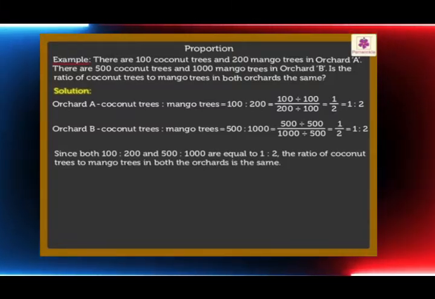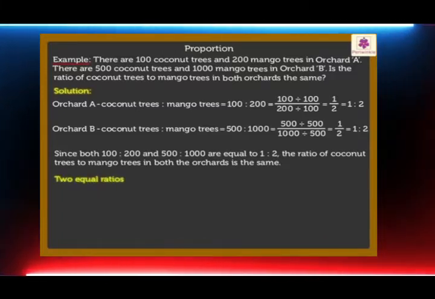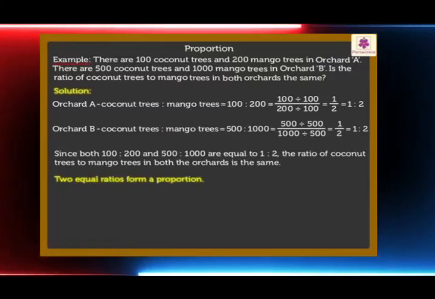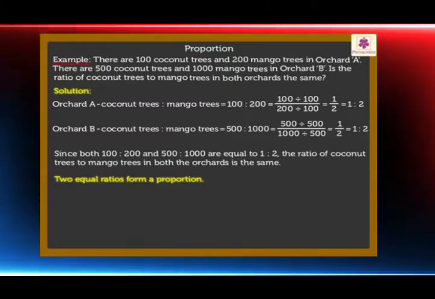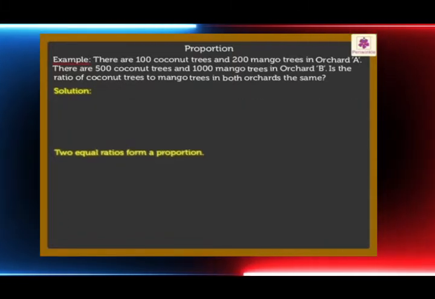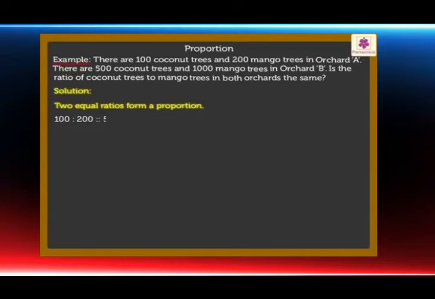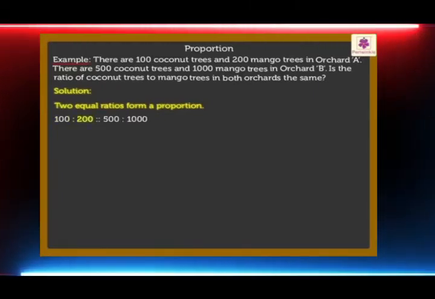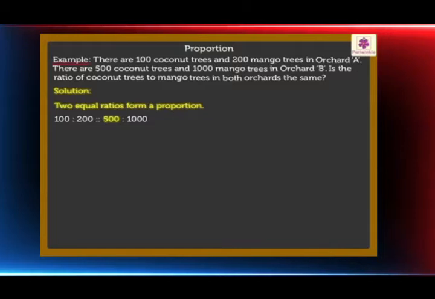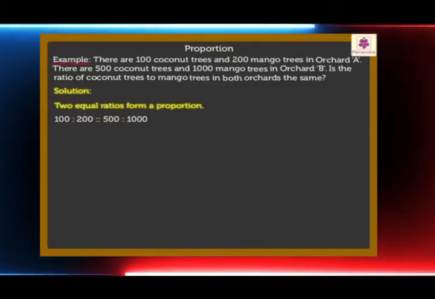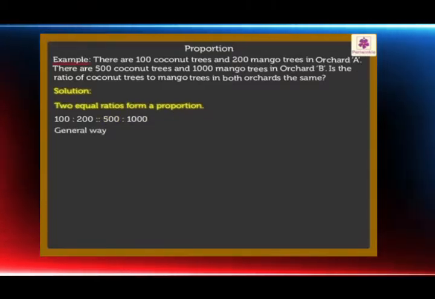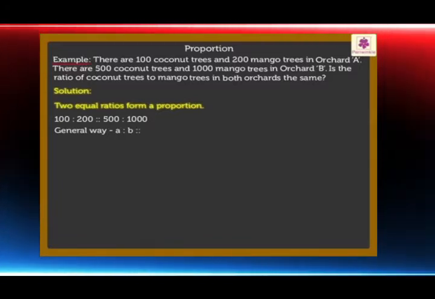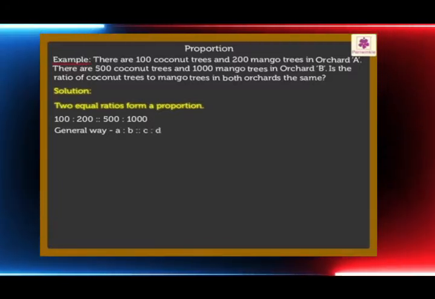Children, whenever two ratios are equal, they form a proportion. Here, in this example, we express these two ratios mathematically as follows. It is read as 100 is to 200 is as 500 is to 1000. In general, it is written as A is to B is as C is to D.